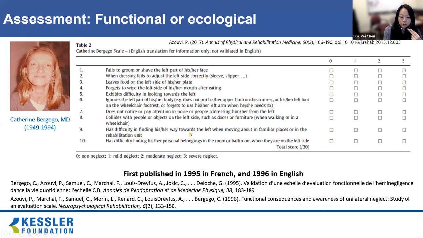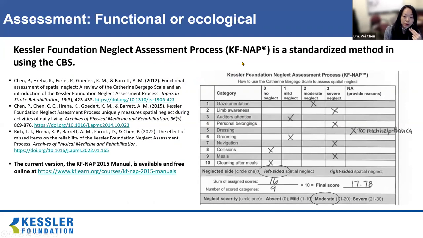In order to make this scale easier and standardized for broader use, we created the Kessler Foundation Neglect Assessment Process, or KFNAP. We are not replacing the CBS, we are standardizing how to use it. This is the first publication in 2012. And recently, this year, 10 years later, we have more publications talking about how to use KFNAP as well. You can download it, it's free online. You can just use it. And what we did, superficially at least, is change the questionnaire format into a chart. And now you can assess patients who have left-sided neglect or right-sided neglect.